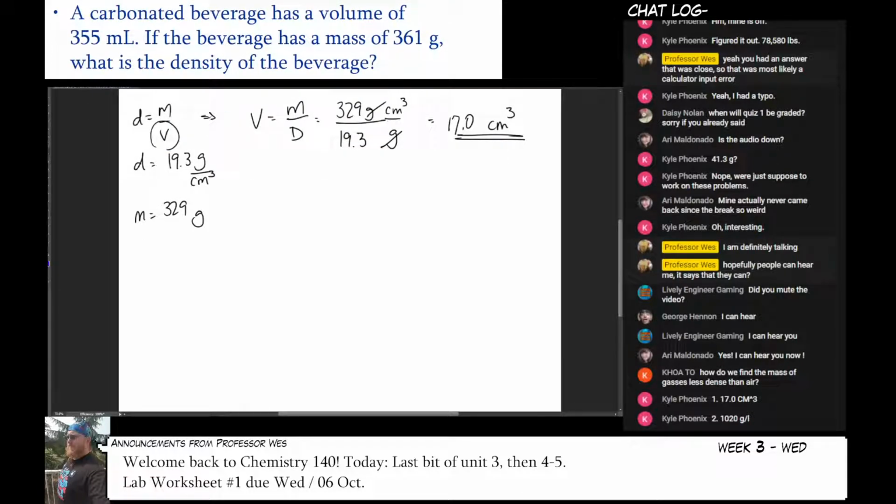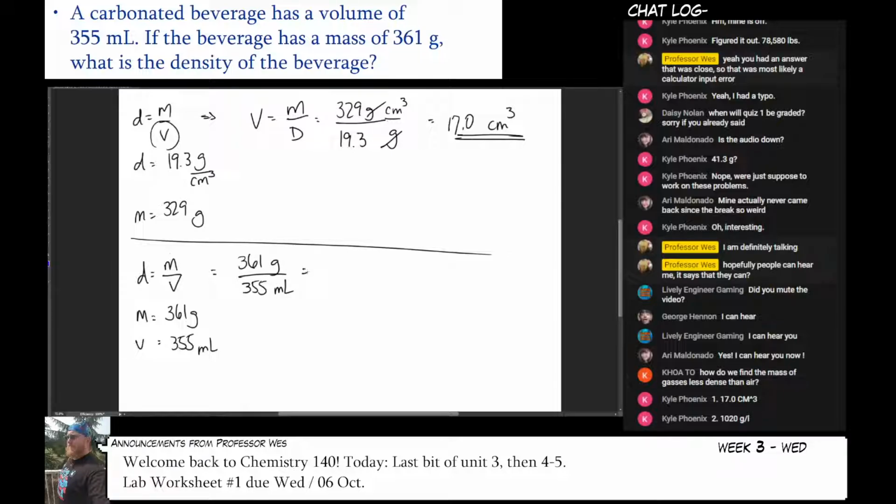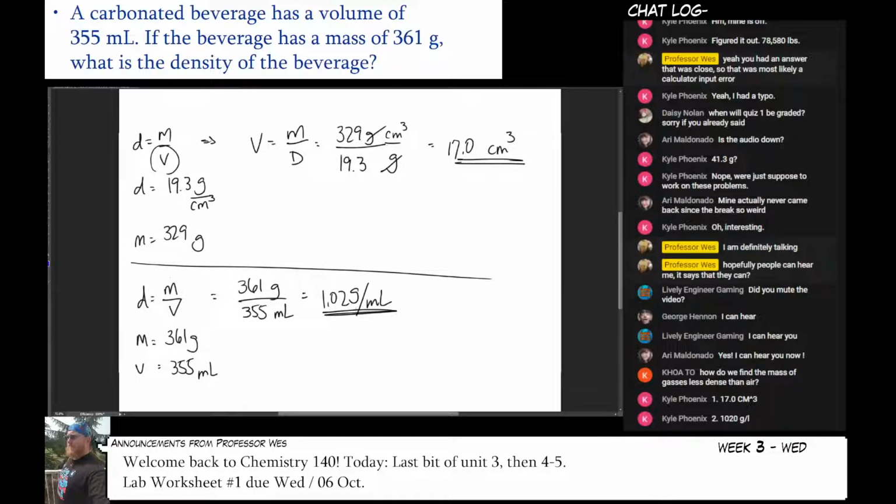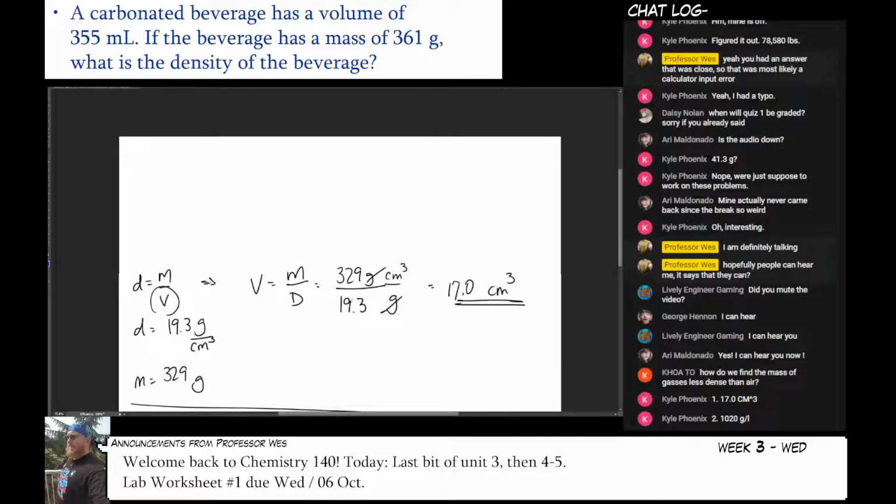All right. What is the density of this beverage? This time I know the mass and the volume, so I can just plug them straight into the density formula. Here's the mass. Here's the volume. And that's very straightforward. I got 1.02 grams per milliliter. I ran out of space because I didn't scroll all the way to the top. I'm going to leave that on the screen in case you want to pause the video to look at it. Then we'll go all the way back to the top here.